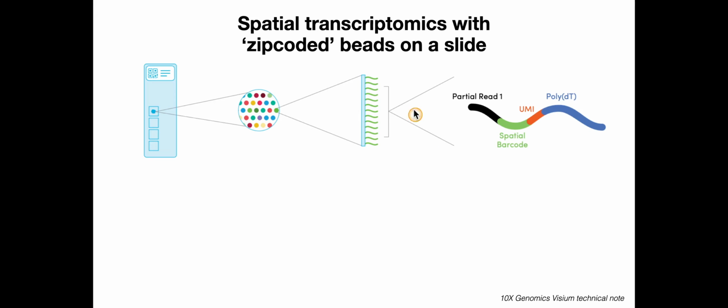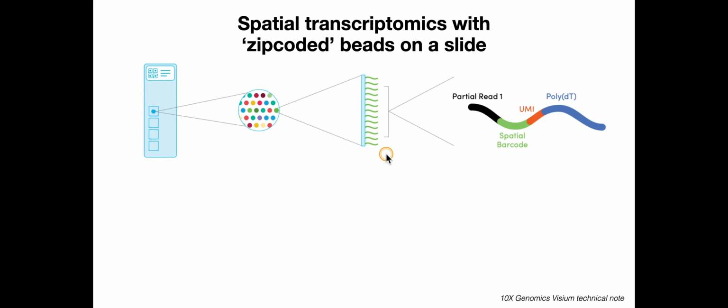And one, also based on the 10x Chromium controller platform, takes advantage of the fact that we can just change the sequence on these beads to include a spatial barcode or a zip code. The beads, instead of then being free-flowing and flowing into droplets, can be arranged in a pattern on a glass slide that you can then lay a tissue section down on.